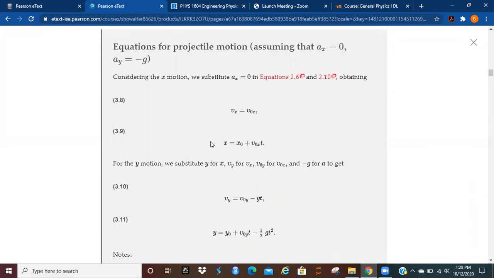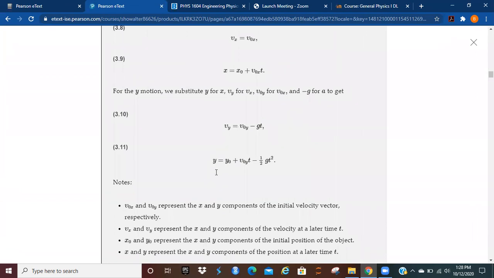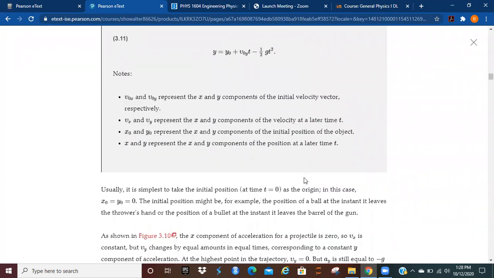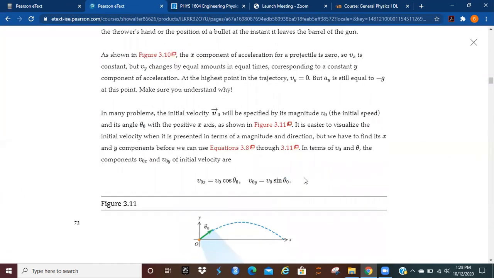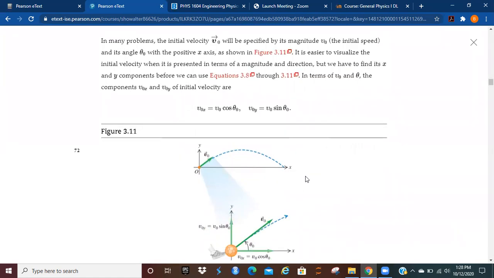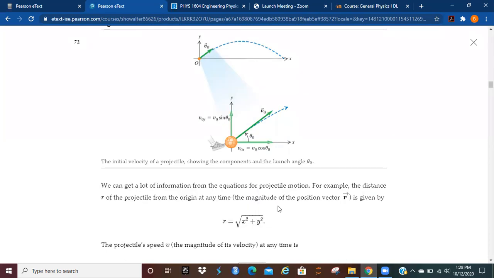Again, these are the x direction kinematics. These are the y direction kinematics, and those will be important in order to be able to solve certain problems. If you need the components, the velocity in the x direction and the velocity in the y direction, they can be found from the angle made by the velocity direction with respect to the ground, and then taking either the cosine or the sine, depending on which component you need.